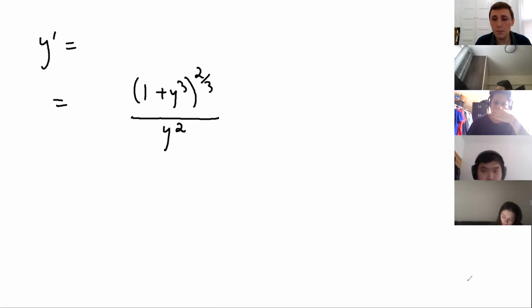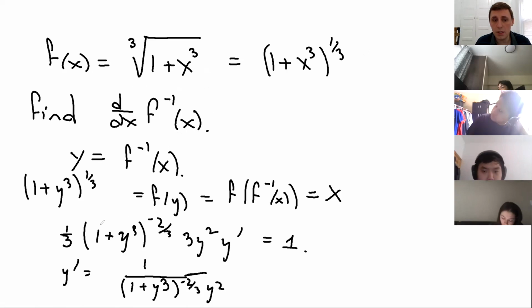Why is it equal to 1? Because the derivative of x is 1. I take the derivative of this equation. Look at it here. It's equal to x. The derivative with respect to x is 1.